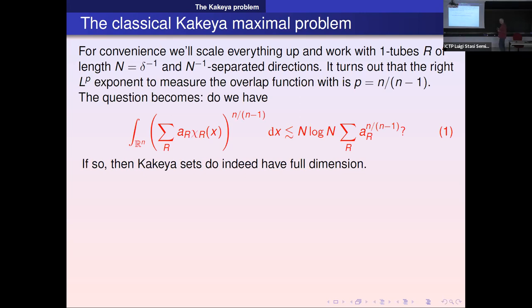And so here we have a modified version of the overlap function. I've now called my tubes T, and so I've got some coefficients a_T. Before I just had all the a_T's equal to one, but now I have some coefficients. I've got this modified overlap function in L^(n/(n-1)), and I need to get control of that by the little l^(n/(n-1)) norm of these coefficients. So if all of them are one and zero, this is just the upper bound. And the correct control to get is n log n.